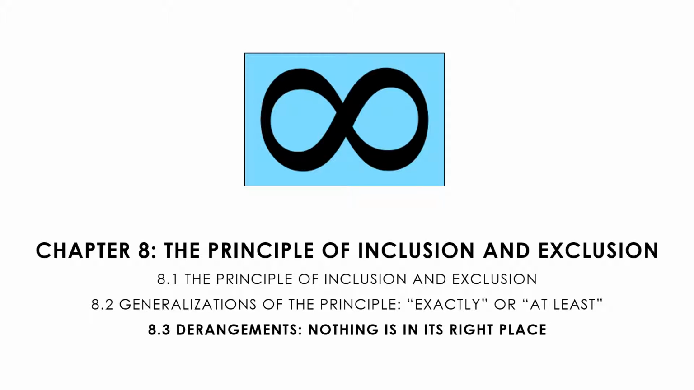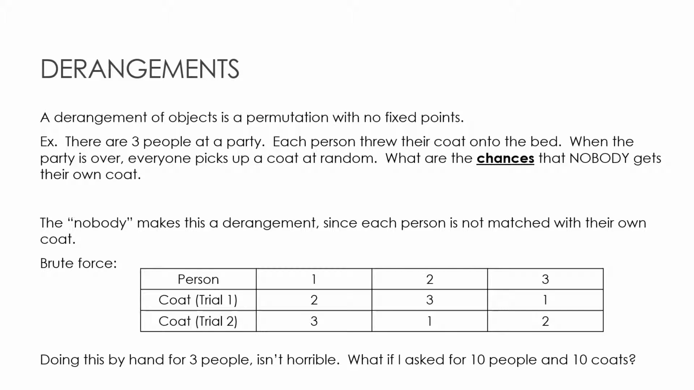Finish up our study of Chapter 8 in Section 8.3, which is Derangements. Nothing is in its right place. So a derangement is essentially a permutation with no fixed points. And here's what I mean by that. Let's take a look at the example because it will make it very clear.